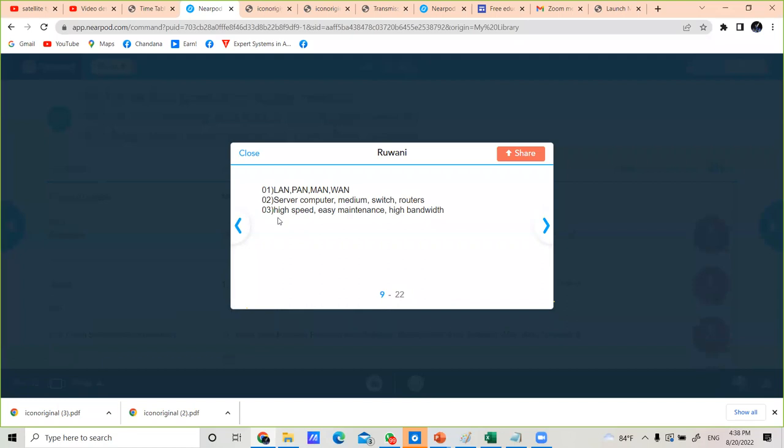Then question number 3, write down the features of local area network. High speed, easy maintenance, high bandwidth. The bandwidth is not so high. Wide area network has more bandwidth. Especially the bandwidth is regarding the transmission media. High bandwidth transmission media can be used with the wide area network system. The other 2 are okay: high speed and easy maintenance.